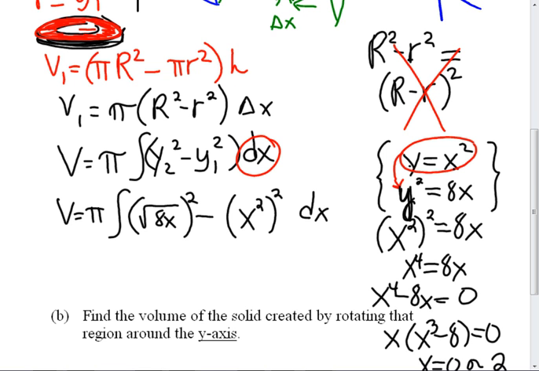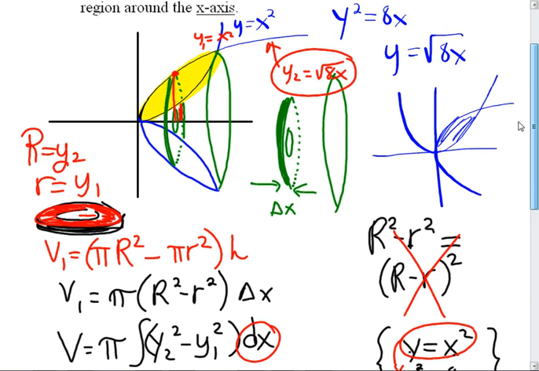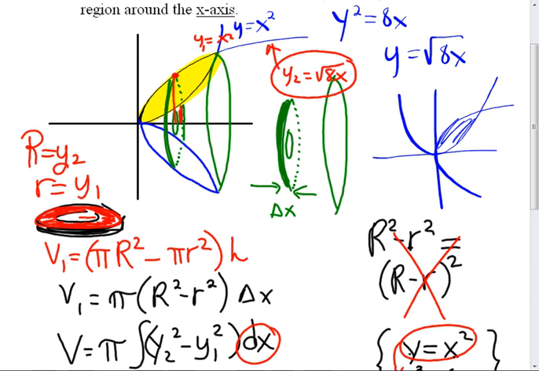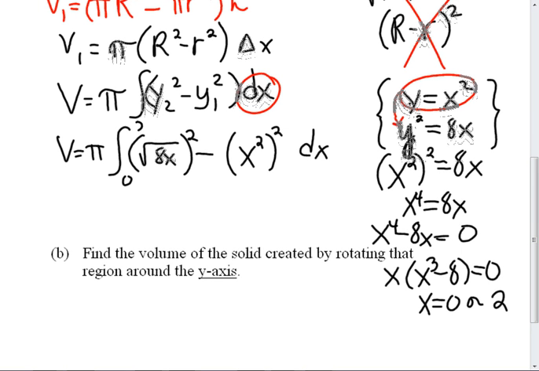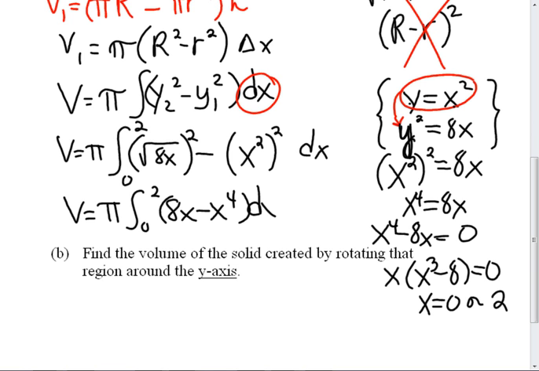Why are we doing this? Because we have to know our limits of integration. You can see one of them pretty easily. What's this x value here? What's the smallest x this is going to be? 0. And it's going to go to this x value, which we now have decided was 2. We're trying to find the volume of that strange shape. So that's 0 to 2. I would simplify that before I integrate, or I'd be in big trouble. Because this is 8x minus x to the 4th. That's not so bad to do, is it?